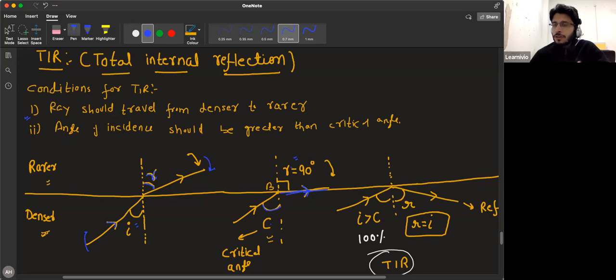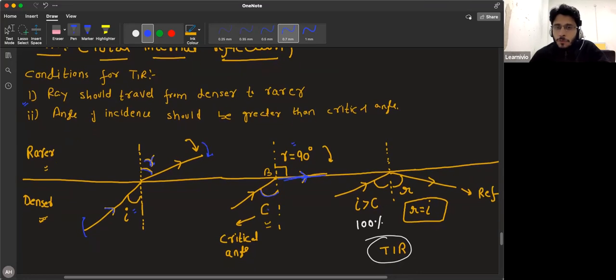This is refraction. Still now, this is refraction. Now, if you increase the angle of incidence greater than the critical angle, if your I becomes greater than critical angle, then what happens? Your ray will reflect back into the same medium. It will come back into the same. And this is what we call TIR, total internal reflection.